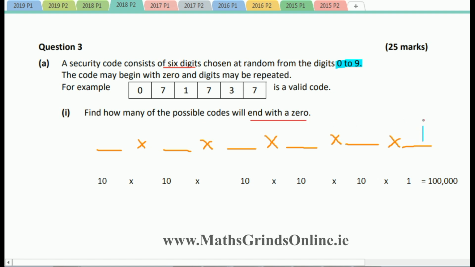As I've said there, there's only one option for this last one. However, there's 10 options for this one, 10 options, 10 and 10. You can see I have that written down there: 10 times 10 times 10, etc., times 1 for the last one. So 1, 2, 3, 4, 5 zeros in the answer. So 100,000 possible codes there.